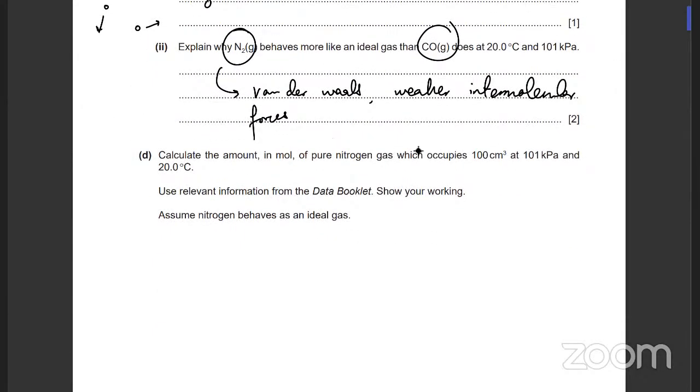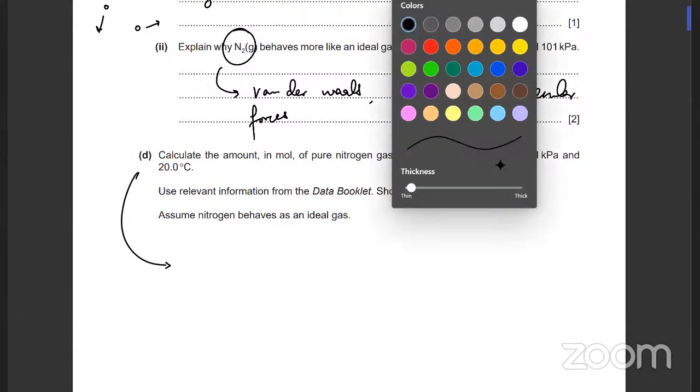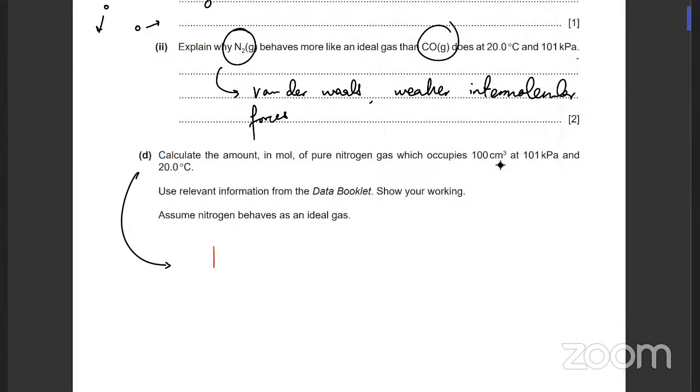Calculate the amount in moles of pure nitrogen which occupies the given volume. So this is about PV = nRT. All you have to care about when you're doing a PV = nRT question is the units. So basically it's PV divided by RT. Pressure has to be in pascals, so it's going to be 101 times 10 to the power 3 pascals. The volume must be in meter cubed.